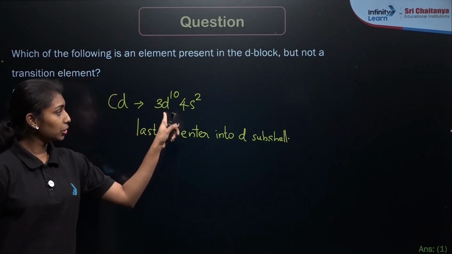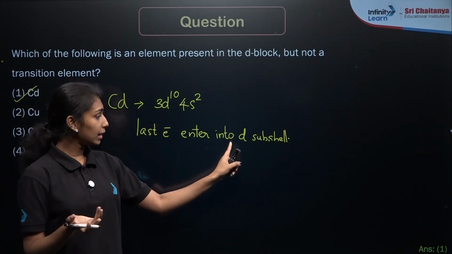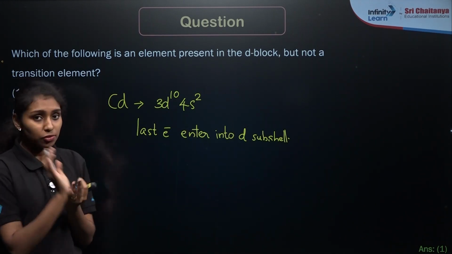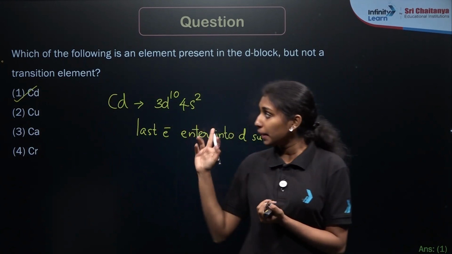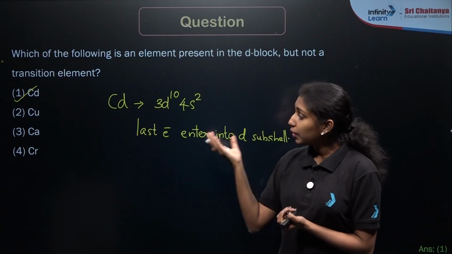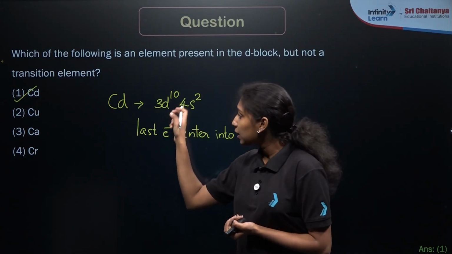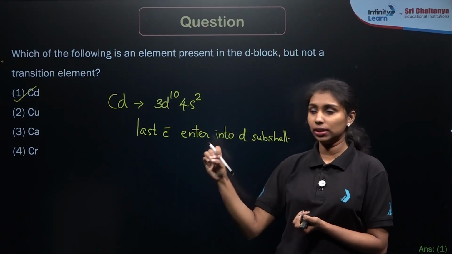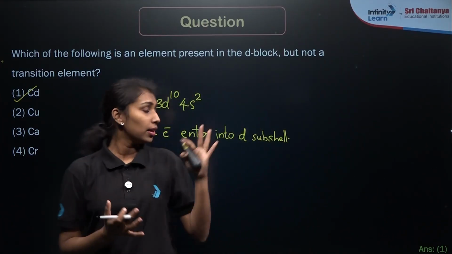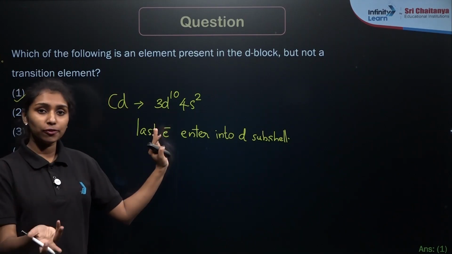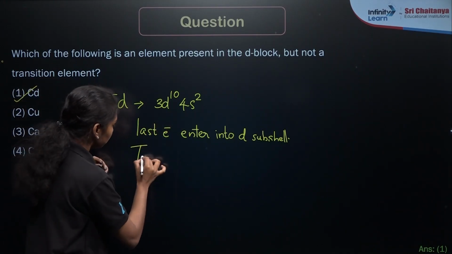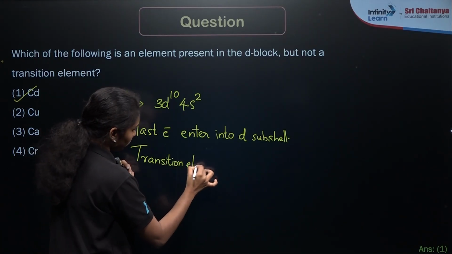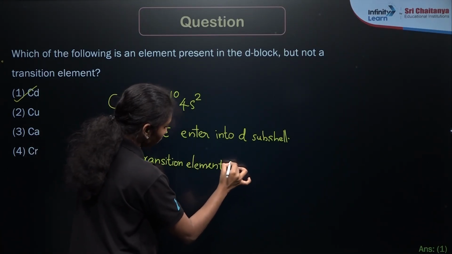So the last electron is entering into the d subshell, and it is a d block element, but we cannot consider it as a transition element, because in the case of a transition element, they must have incomplete, not completely full, unfilled d electrons, right? Here it is 3d10. The maximum possibility of filling electrons in the d orbital is 10 electrons. I hope you must have an idea about that. So here it is 3d10, completely filled. So we cannot consider it as a transition element. It is not a transition element.